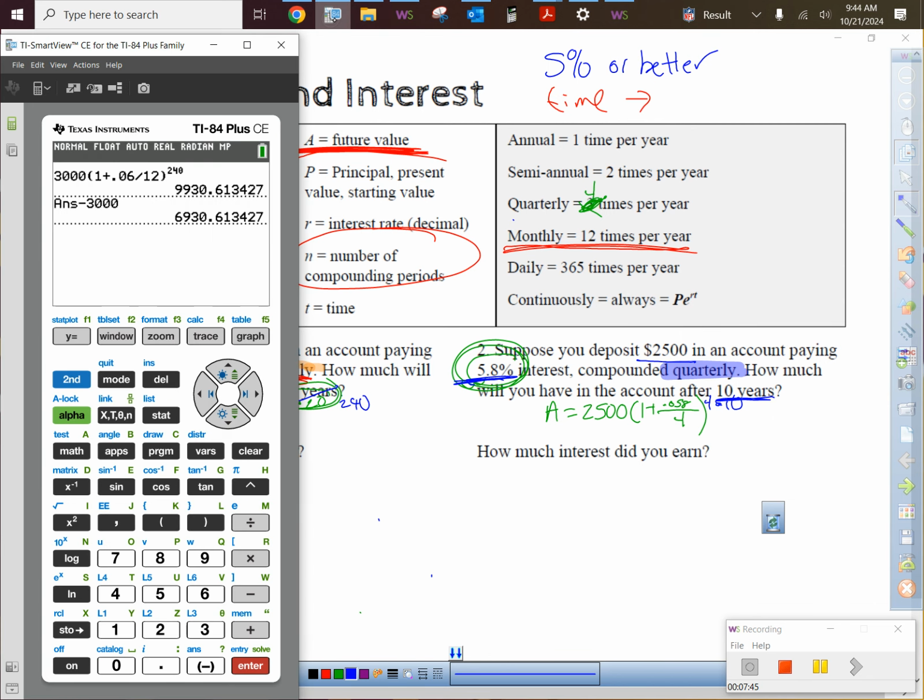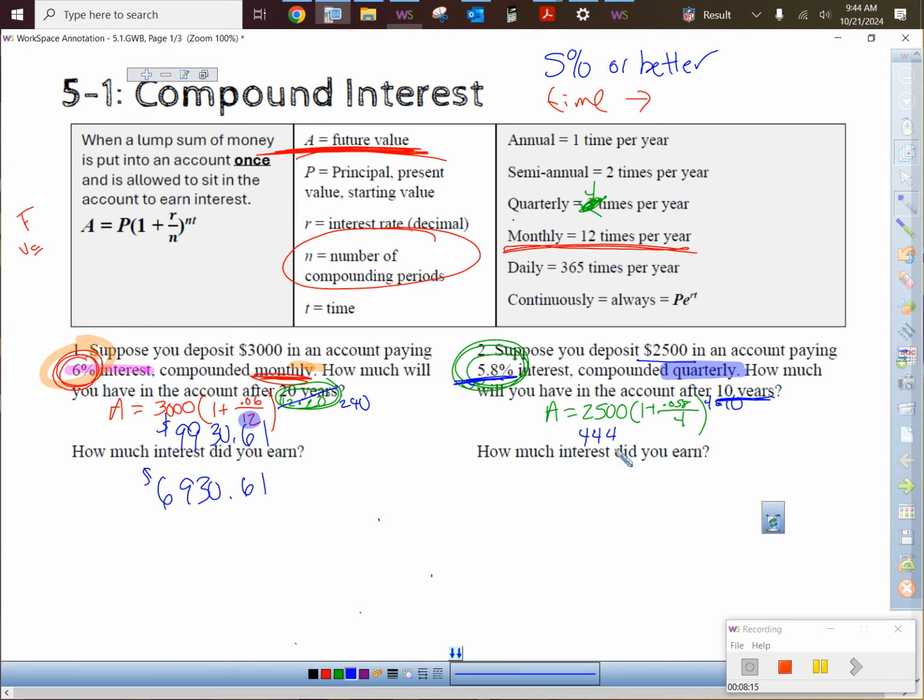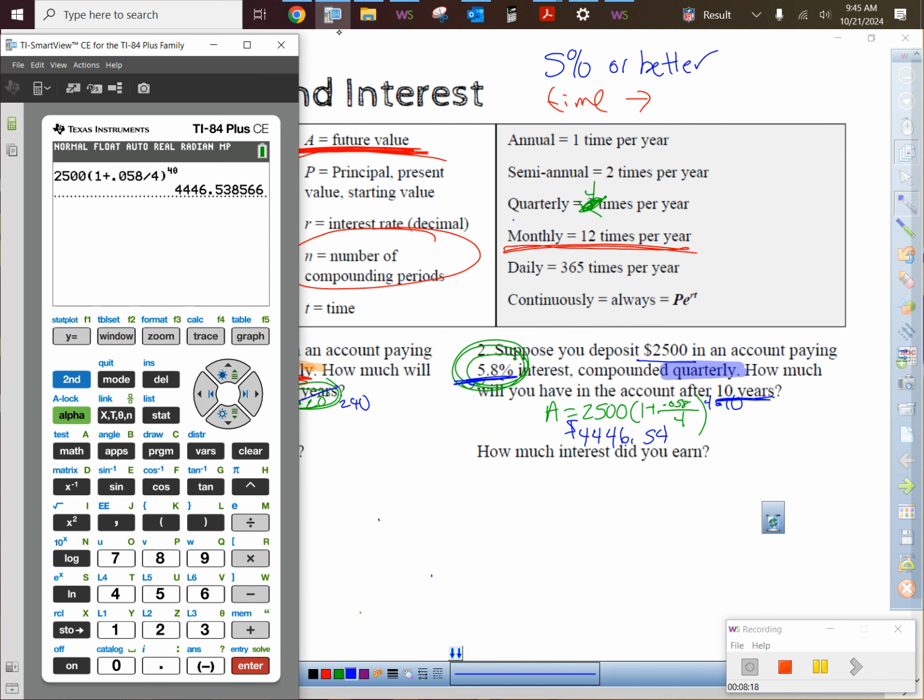So we'll punch it in. So 2,500 parenthesis 1 plus 0.058 divided by 4 raised to the, sorry, I should have figured that out ahead of time, it's 40, 4 times 10 is 40 in that case. And see if you get that number right there of $4,446 and 50 what cents? 53 or 54? 54 cents. So $4,446.54, rounding it to 2 decimal places.